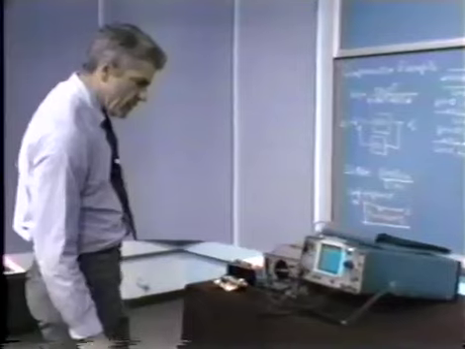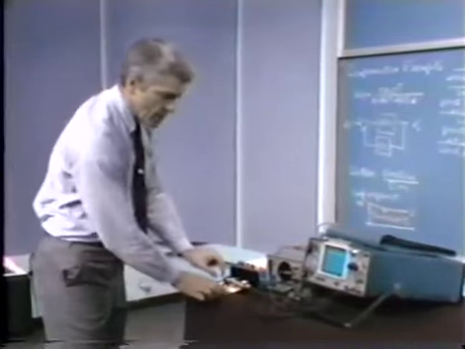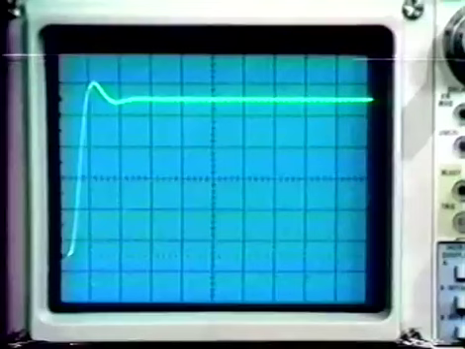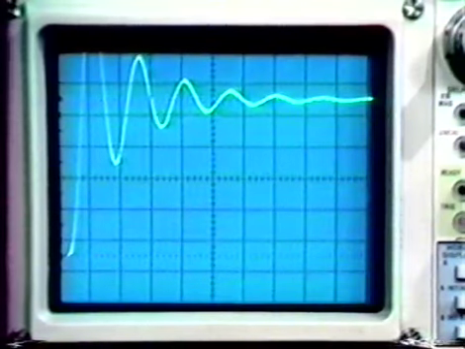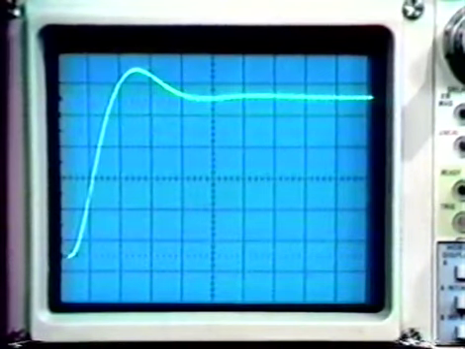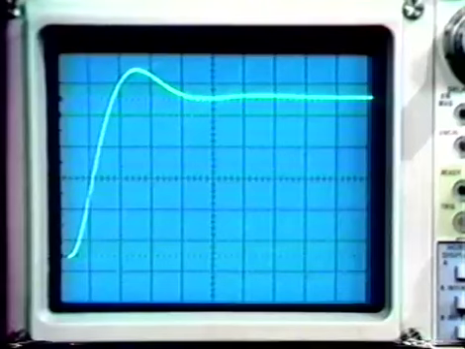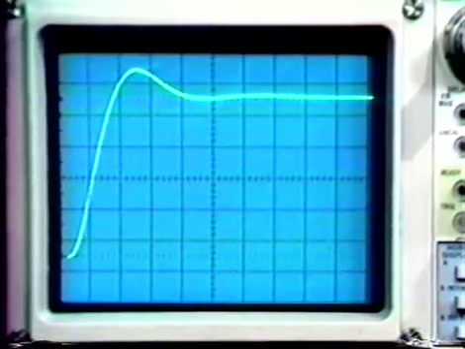Here again we have the lead compensated response. Let me take that out. We get our original uncompensated, highly oscillatory response. Now let me put in lag compensation by effectively shunting the RC network that we talked about between the input terminals of the amplifier. And once again, we get a very well-damped response.